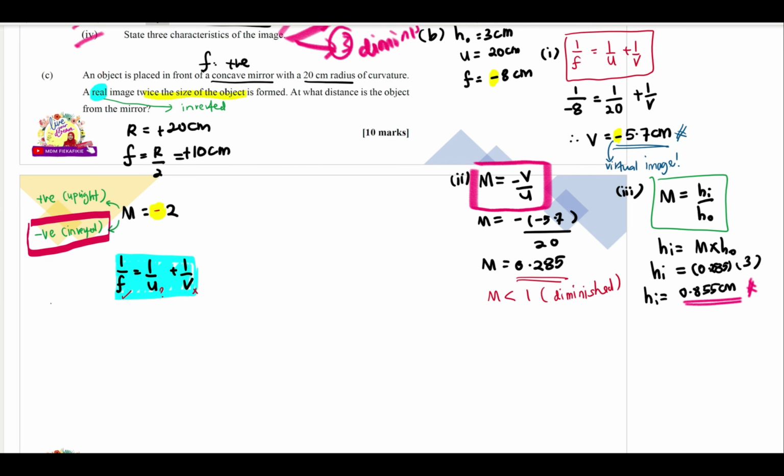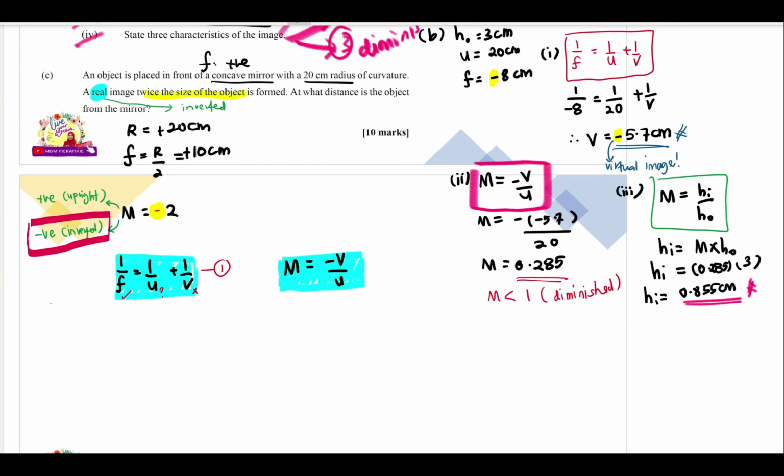Bila ada dua benda ataupun dua unknown yang kita tak ada, means that we need another equation. So, this is equation number 1. And then, we're going to have second equation, from the magnification. Sebab soalan dah bagi nilai magnification tadi. So kita boleh guna dua equation ini.